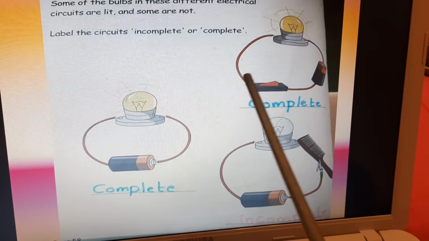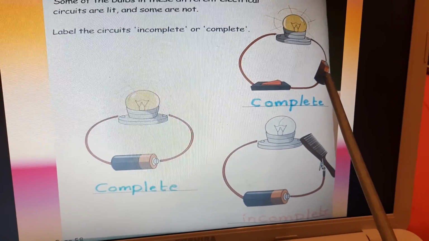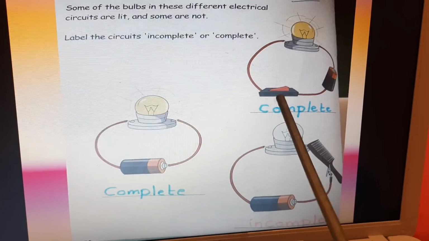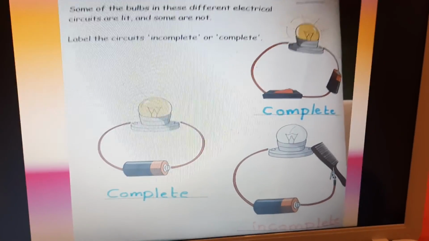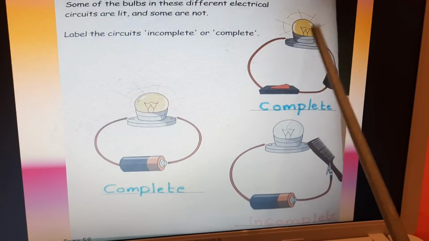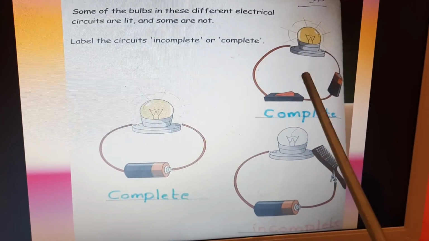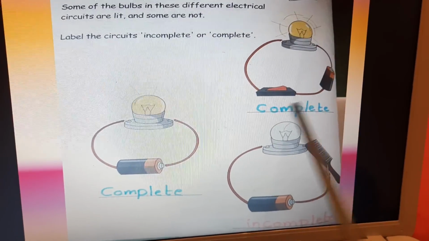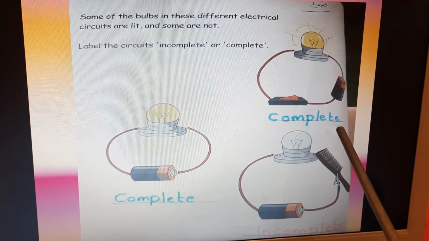We will label the circuits. Here we have bulb, battery, and wire, and this is switch. مفتاح. Off and on. Okay? Now, look at bulb, please. The bulb will light. So, here we have electricity. So, this circuit is complete circuit.